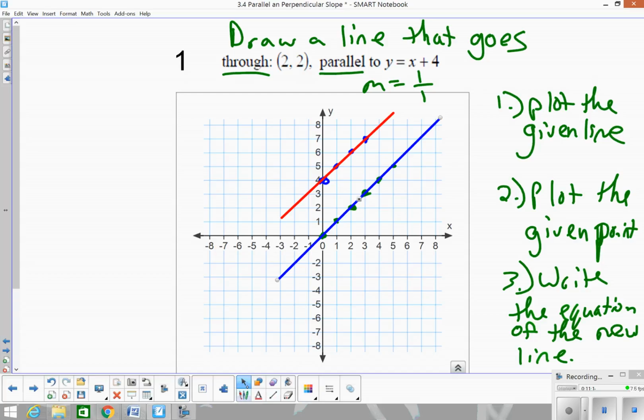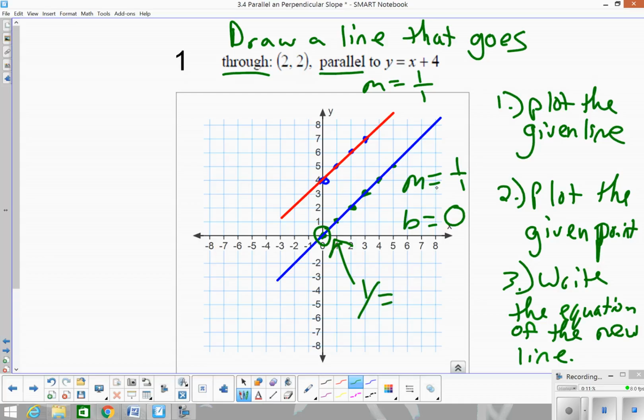I need a slope. I need a y-intercept. So my slope is what? I use the same slope, which is 1 over 1. My y-intercept is that point right there, which is 0. So if I'm going to write an equation of that line, it's going to be y equals what? mx plus b, right? So what's my m? 1 over 1 x plus my b, which is 0. Now if I simplify that, you could just write y equals, do you really even need the 1 over 1? Nope. Do I need plus 0? No. So y equals x would be my equation.